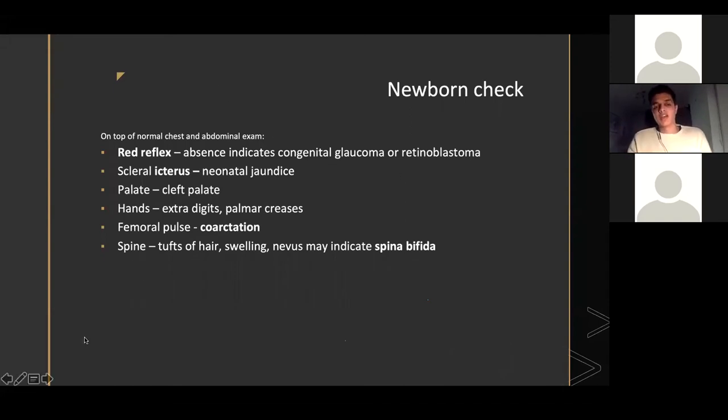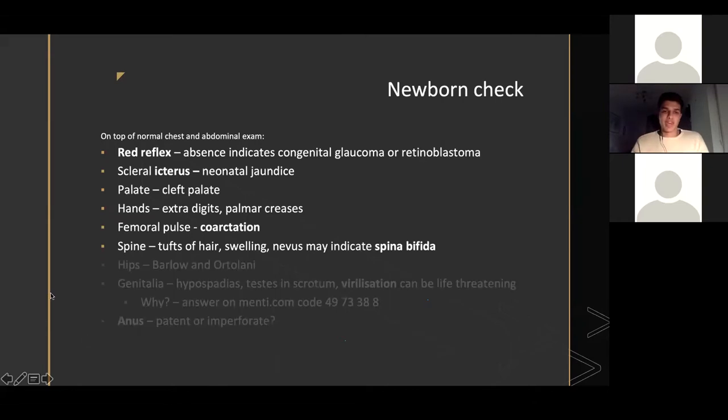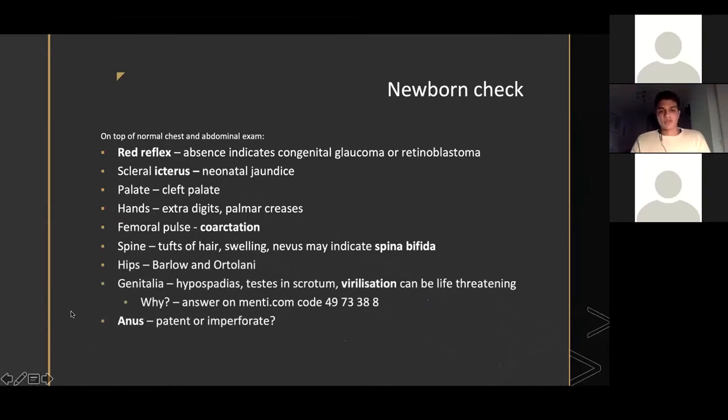Spina bifida. So just have a real good feel of the spine. Look for the hair. Hips. So we'll talk about Barlow and Ortolani. And then genitalia, hypospadias and testes and scrotum. Make sure they're not undescended. Virilization of the female can be life-threatening.